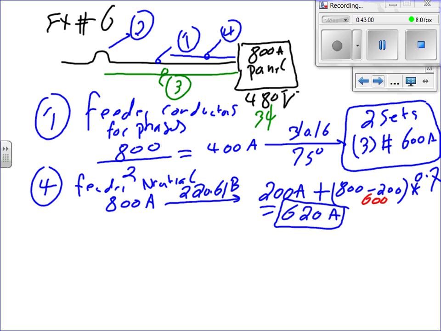Now, moment of truth. Since I paralleled the phases, what do I need to do with the neutrals? I need to parallel the neutrals. I can't carry the neutral with one conductor. I can, I guess, but then I have to run a huge conductor with each one of these. So I need to take that 620 divided by 2. What would that give you guys? 310 amps, right? Then you take the 310 amps.